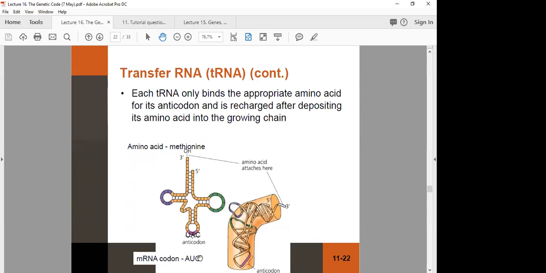So this shows how this code in the messenger RNA can be translated into the code of proteins, the amino acids that make proteins. And we'll see that at play in just a minute. So each transfer RNA only binds the appropriate amino acid for the anticodon that it contains, and it can be recharged with another one of those amino acids after it's deposited its amino acid into the growing polypeptide chain.